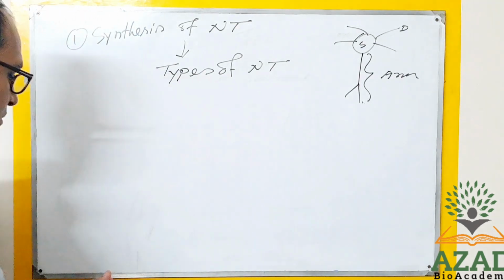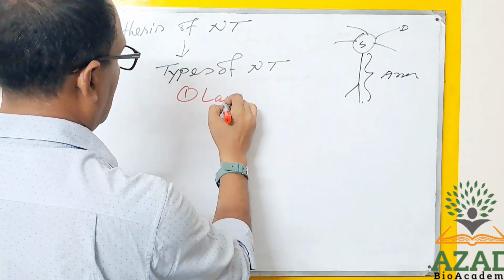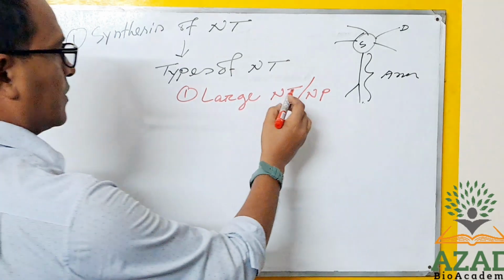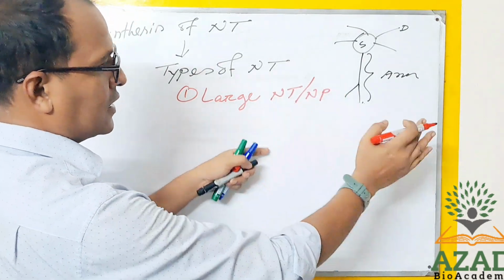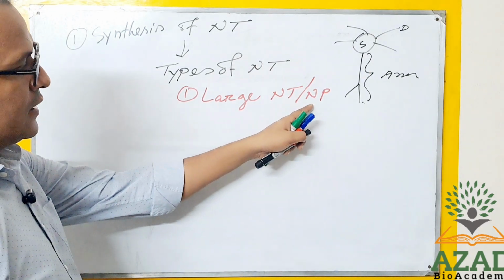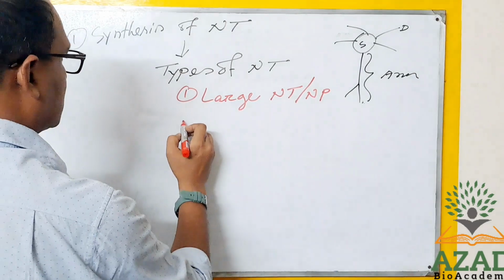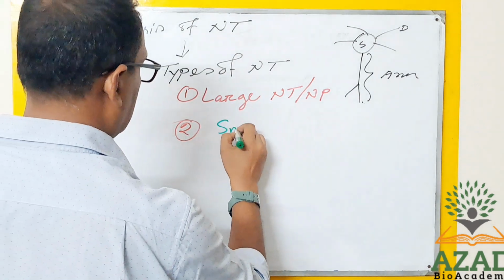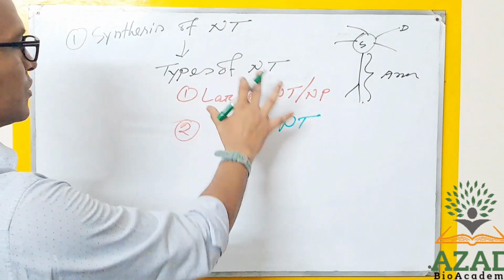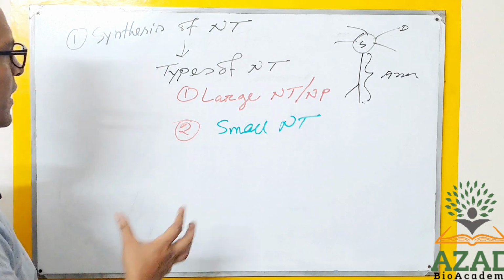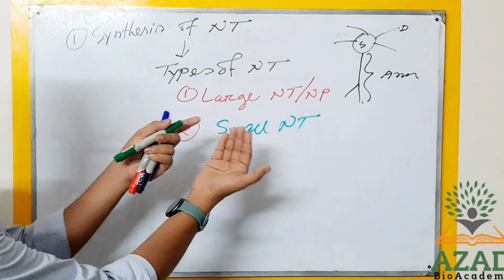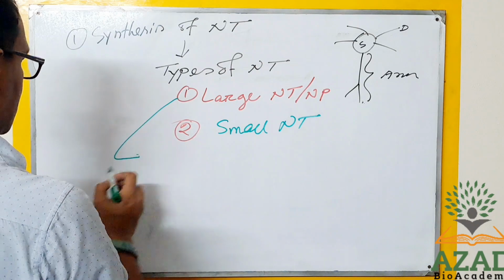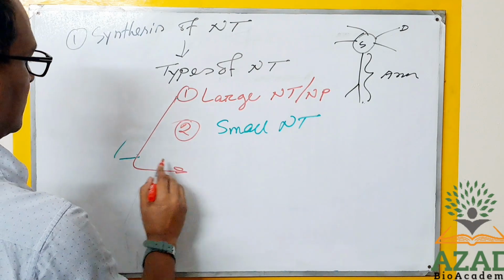So it is basically two types. One is a large neurotransmitter, or you can say neuropeptides. Both are different things, but neuropeptides are not neurotransmitters, though they can modulate the function of the nerve. And the second one is a small neurotransmitter, according to the molecular weight. I will discuss this during the synthesis discussion, because the large neurotransmitters or neuropeptides are protein in nature.